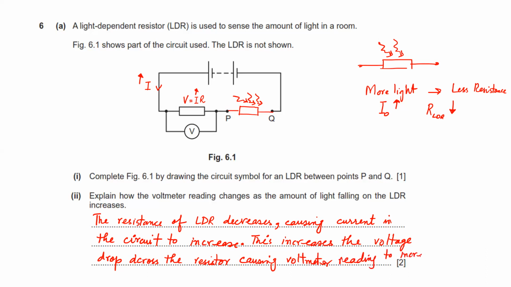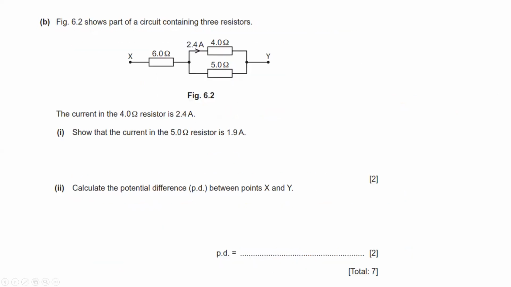Okay. So moving ahead, part B, it says figure 6.2 shows a circuit containing three resistors. The current in the 4 ohm resistor is 2.4 amperes. Show that the current in the 5 ohm resistor is 1.9 amperes.